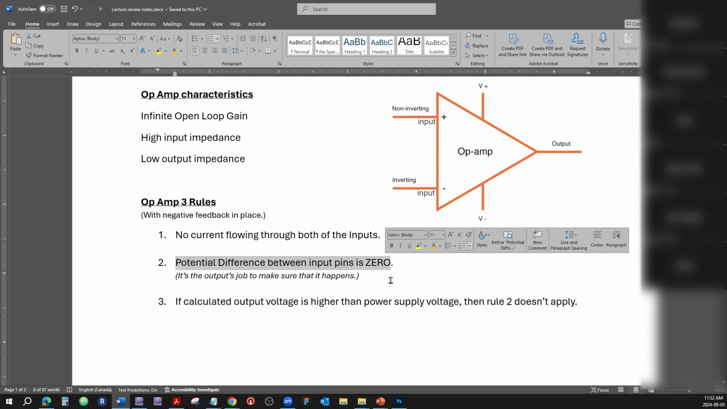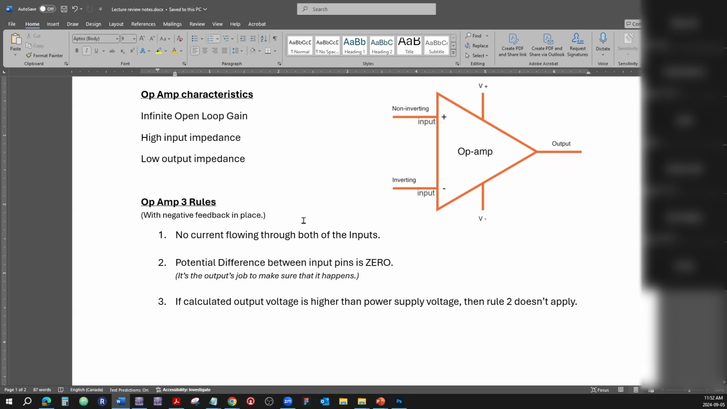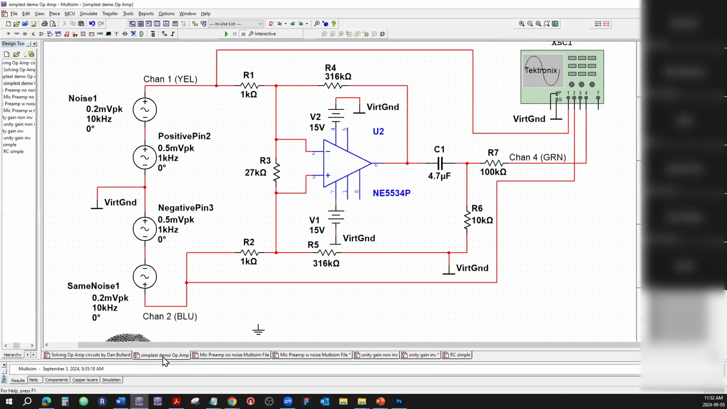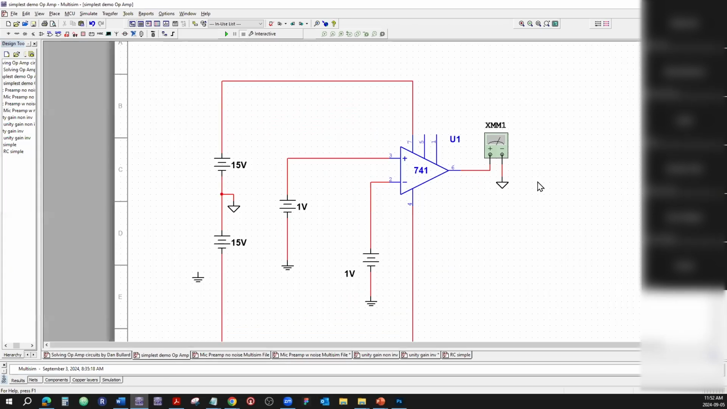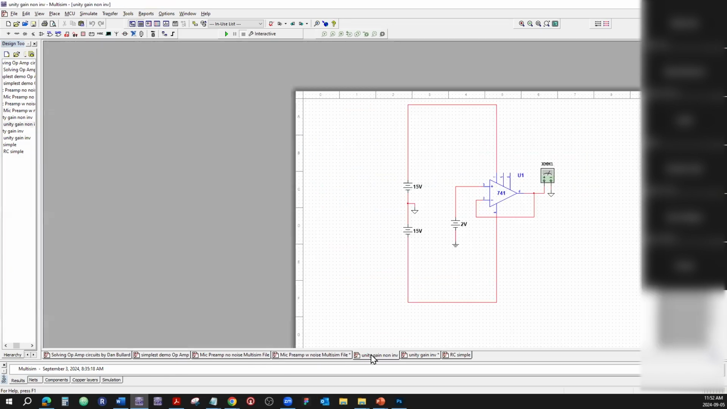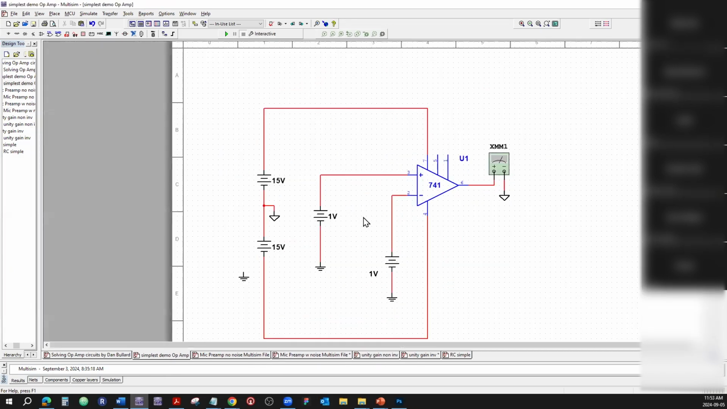Last thing I'm going to show you here is the simplest demo of the op-amp. Is that one there turned off? Everything is turned off. Simplest demo of the op-amp.